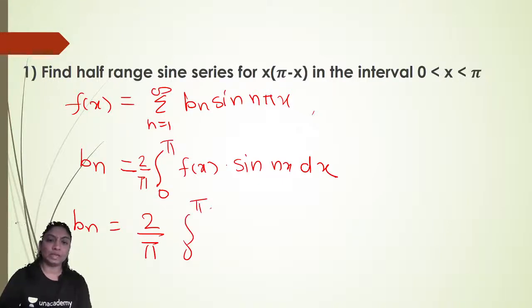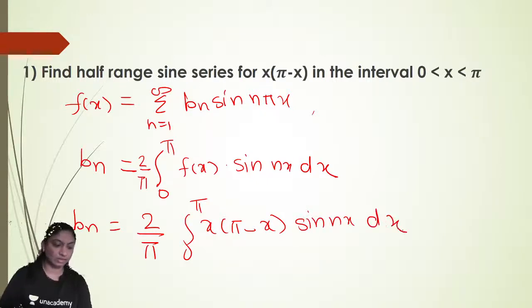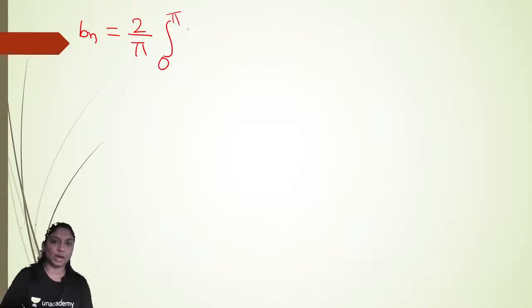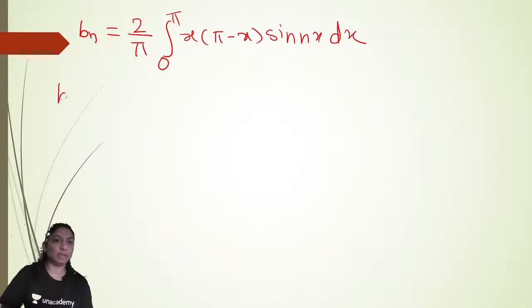So bn is equal to 2 upon pi integral from 0 to pi. Here your f of x is x into pi minus x, so x into pi minus x into sine nx dx. Here the interval is given as 0 to pi, so bn is equal to 2 by pi integral from 0 to pi of x into bracket pi minus x into sine nx dx.